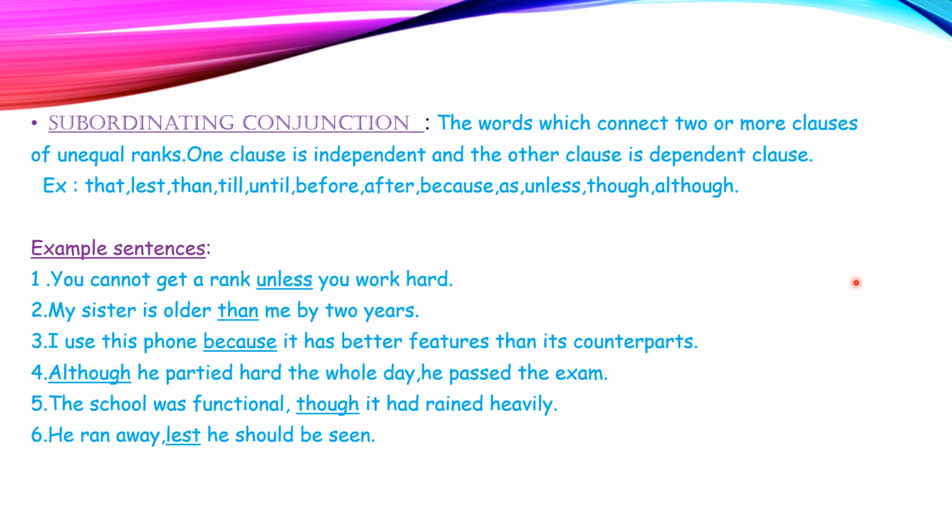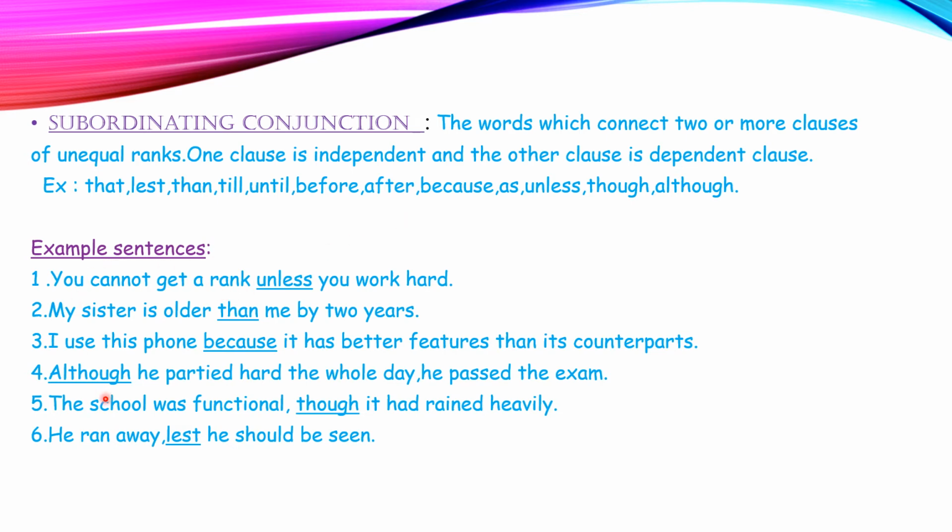One is independent and the other clause is dependent. So these are the 2 types of clauses we have, independent and dependent clause. The independent clause is the clause which has its own meaning. It does not depend upon other parts of the sentence to complete its meaning. Whereas a dependent clause completely depends on the independent clause in order to give itself a whole meaning. These are the examples for subordinating conjunctions. For example, that, lest, than, till, until, before.